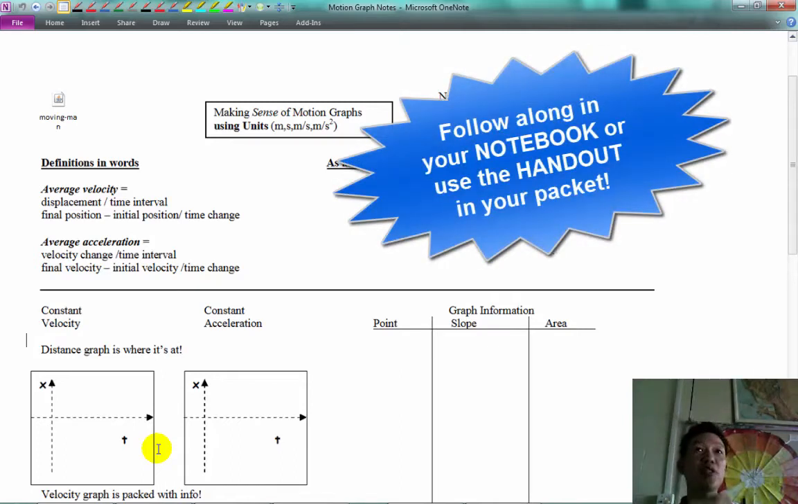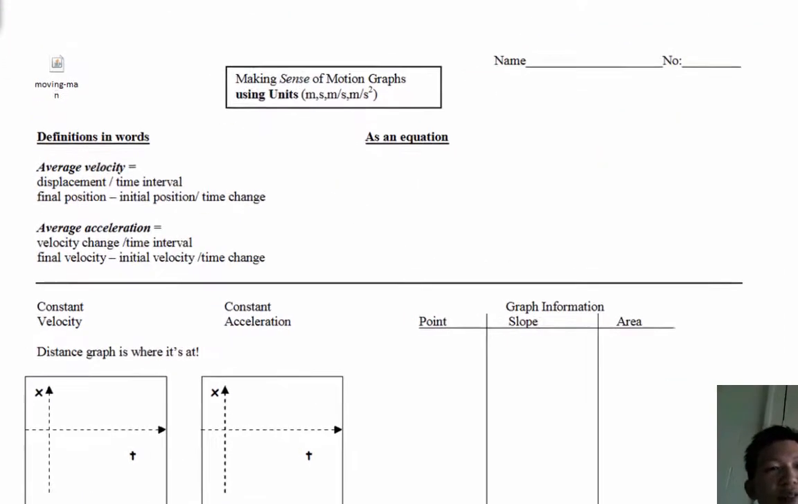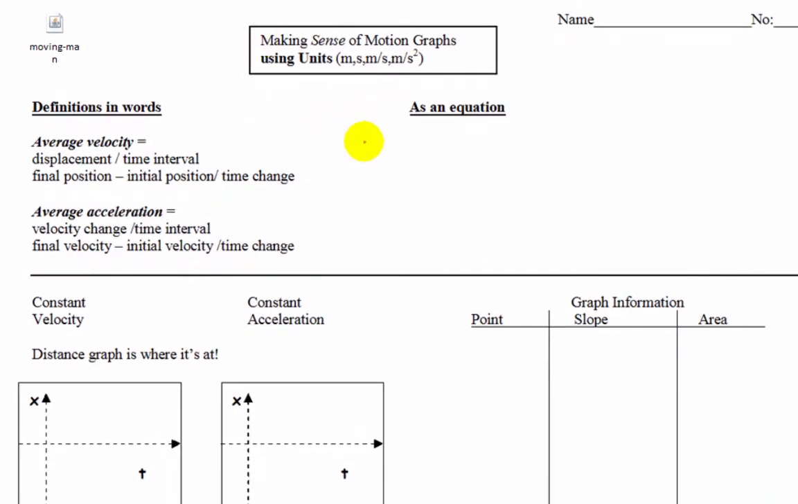Today's notes here, what we're trying to do is boil down how do motion graphs work on one page. So the first thing is let's kind of review the quick definitions. How do you define velocity? You guys remember? What's the equation for velocity?